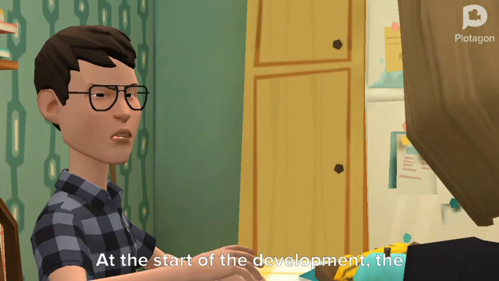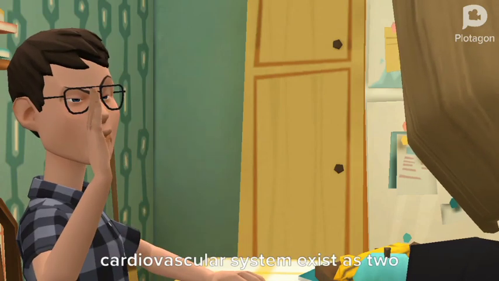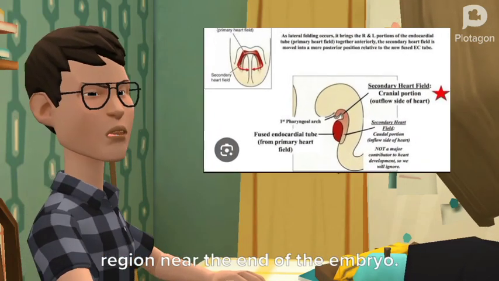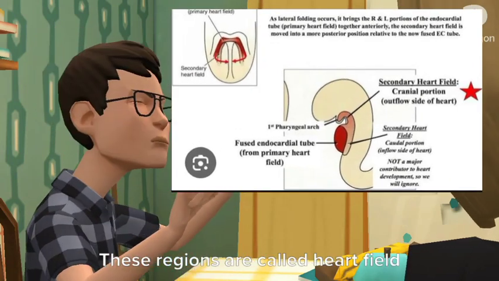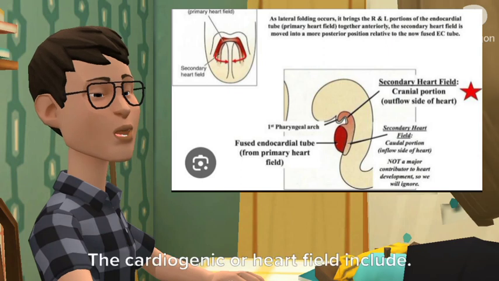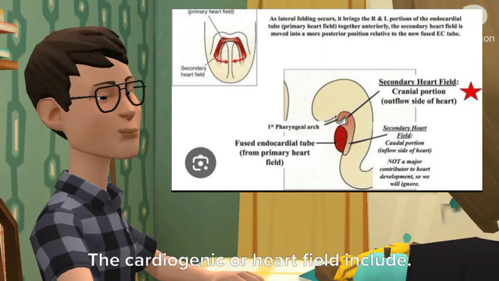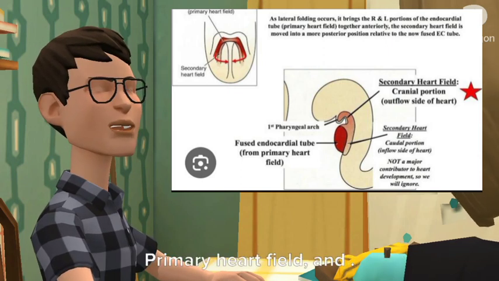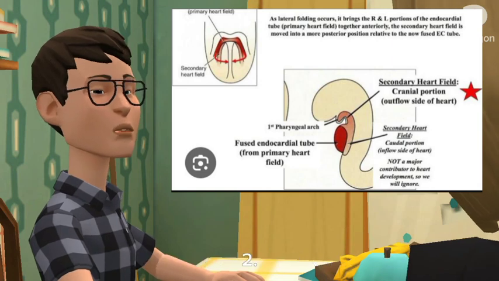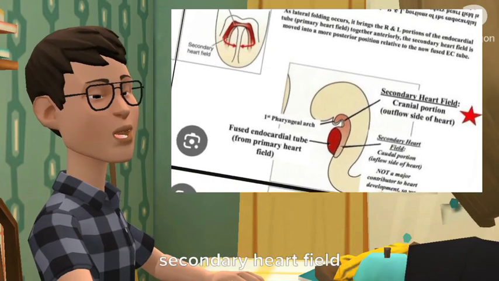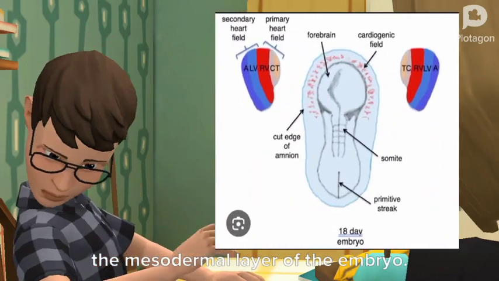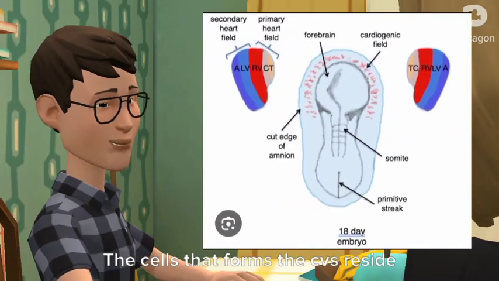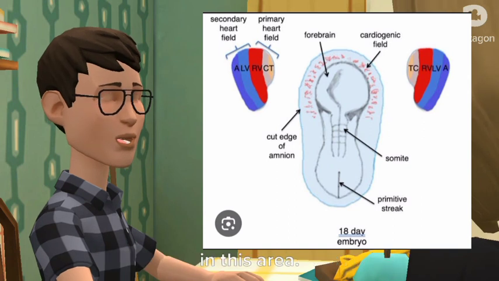At the start of the development, the cardiovascular system exists as 2 regions near the end of the embryo. These regions are called heart field or cardiac field. The cardiogenic or heart field include 1. Primary heart field, and 2. Secondary heart field. The cardiac field is derived from the mesodermal layer of the embryo. The cells that form the CVS reside in this area.